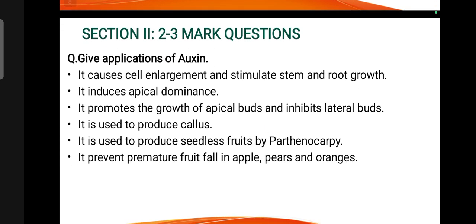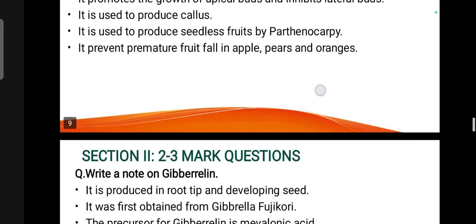Give applications of auxin. It causes cell enlargement and stimulates stem and root growth. It induces apical dominance. It promotes the growth of apical buds and inhibits lateral buds. It is used to produce callus. It is used to produce seedless fruits by parthenocarpy. It prevents premature fruit fall in apple, pears and oranges.